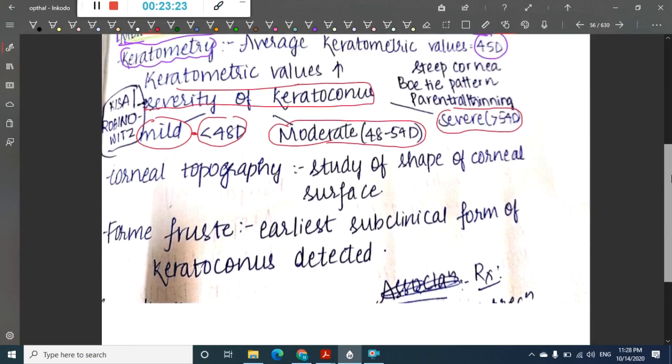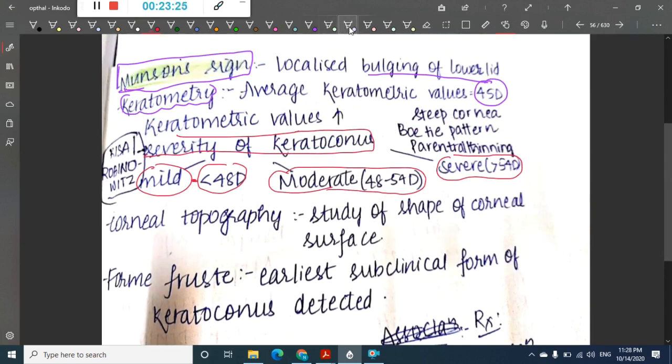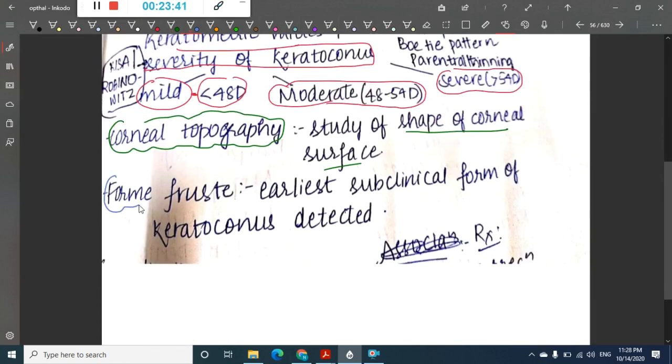Then we have something called corneal topography. What do you see in corneal topography? The corneal topography is done in order to study the shape of the cornea. In order to study the shape of the corneal surface, we can do this corneal topography. Then there is something called Forme Fruste. Forme Fruste is the earliest subclinical form of keratoconus which is detected.